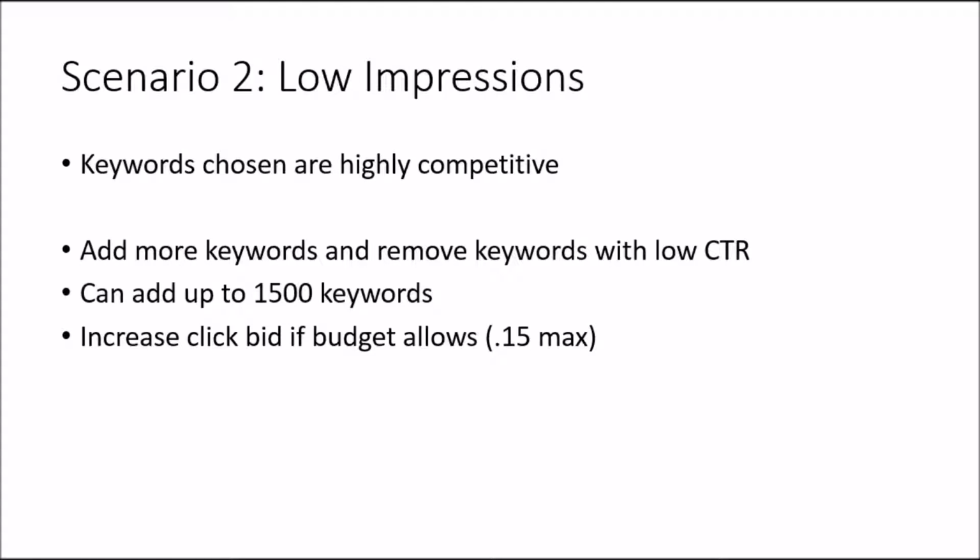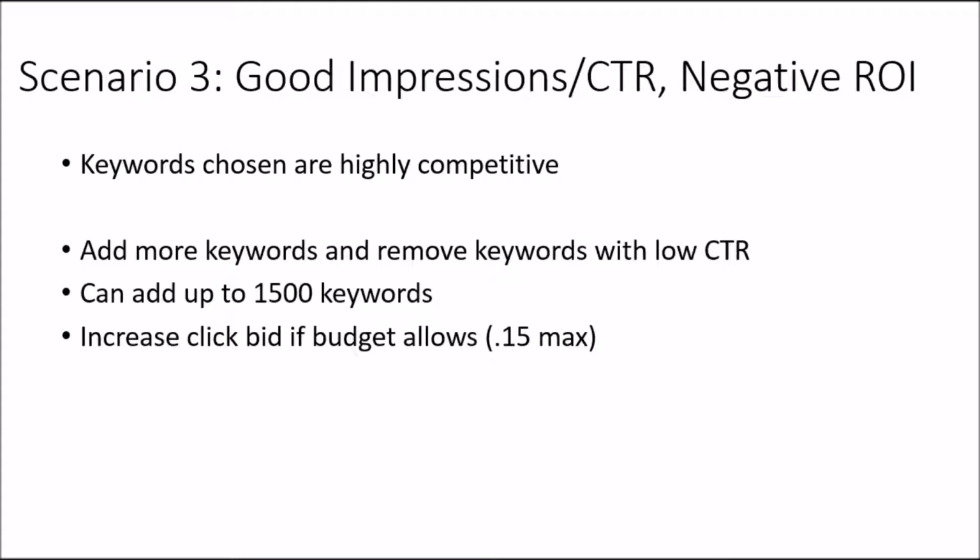If you have low impressions, it means that the keywords you chose are highly competitive, and basically the low bids that you have are not high enough. One way to do this is to add more keywords and remove the keywords with a low click-through rate. I'm going to show you where to find this a little later on, but basically what this means is if a keyword has 1,000 impressions and no clicks, that's a bad keyword for what you're doing. It's just not enticing to the people who are doing that. Add up to 1,500, so if on your first run maybe 100 keywords are performing really badly, take those out and add 500 new ones to test. And like I said, you could always increase the click bid. That will help too.